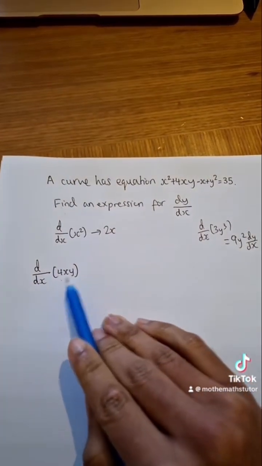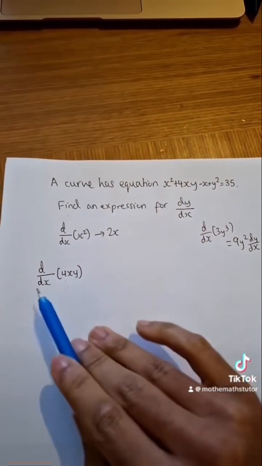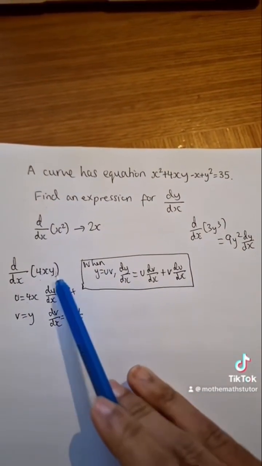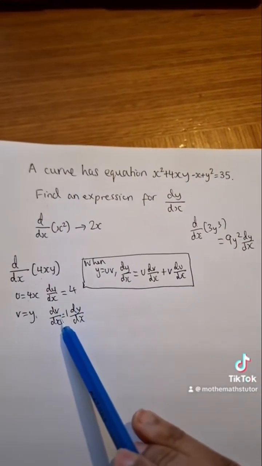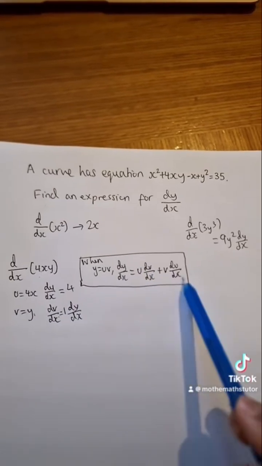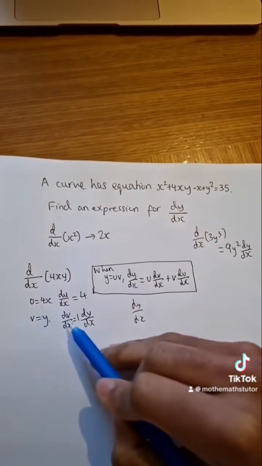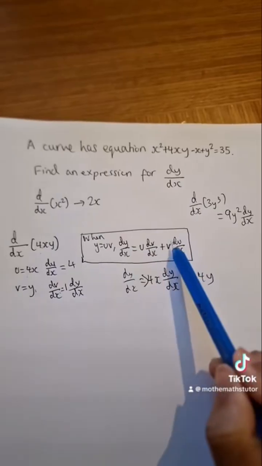Not only that, but we have two functions multiplied together here. So we have to use the product rule in order to differentiate. You can start by calling one of the functions 4x, u, the other function y, v. Find the du/dx and dv/dx in order to then put into the right hand side of this equation. So in our case, dy/dx is equal to u times dv/dx, which is 4x multiplied by 1 dy/dx, plus v times du/dx.